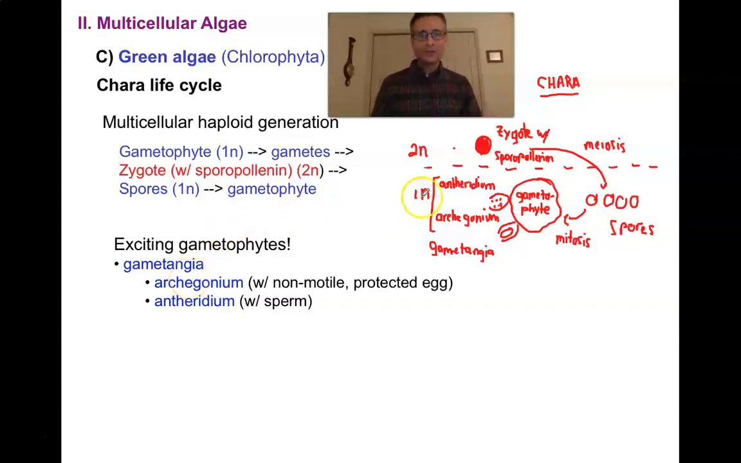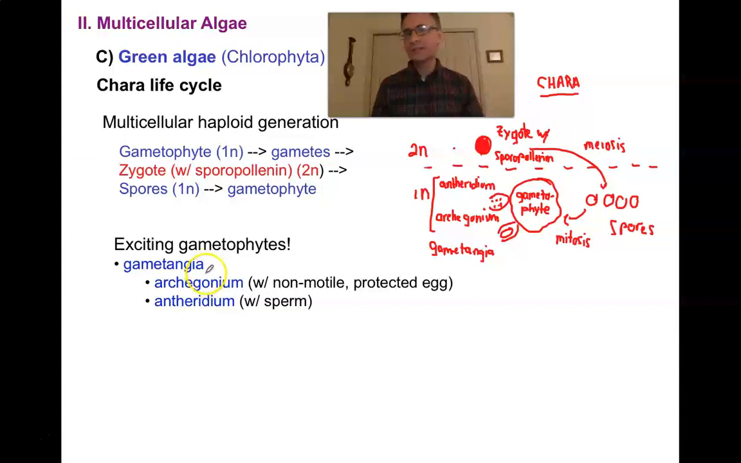So a gametangium, if we read our word, is angium singular, angia plural. Gametangia is plural for containers. And what do these containers hold? Well, they hold gametes. And so we can have two different types of gametangia, or gamete containers. We can have an archegonium that has an egg and an antheridium that holds sperm cells. But again, what's so exciting about this? The idea is that our archegonium is going to hold on to the egg until it's fertilized.